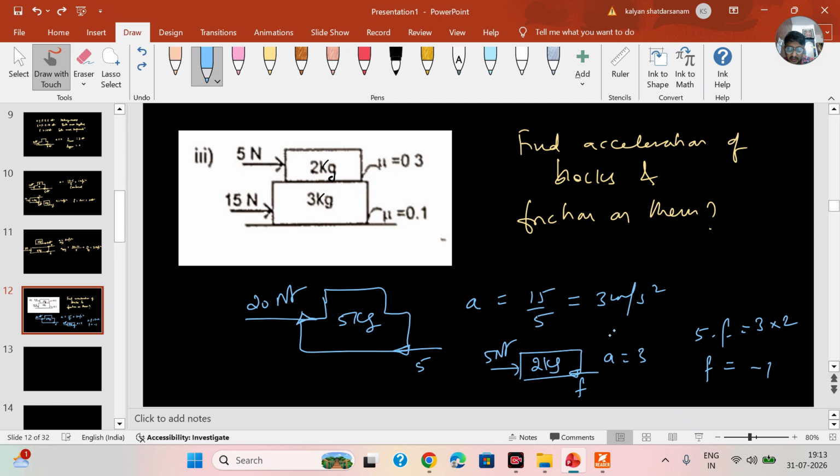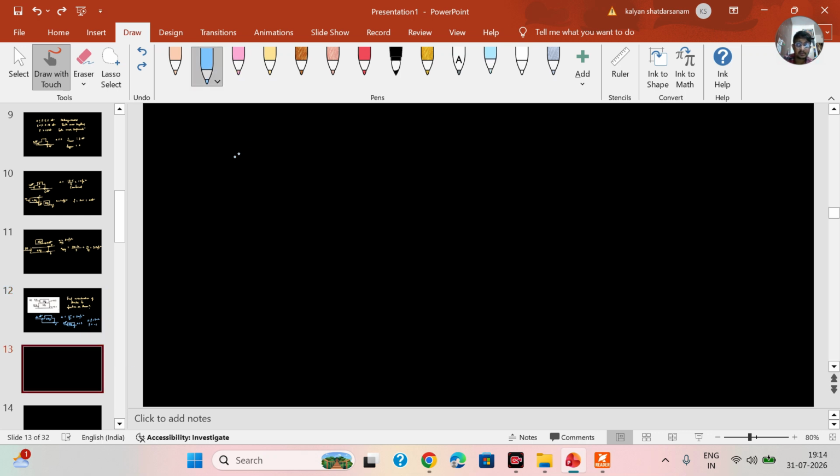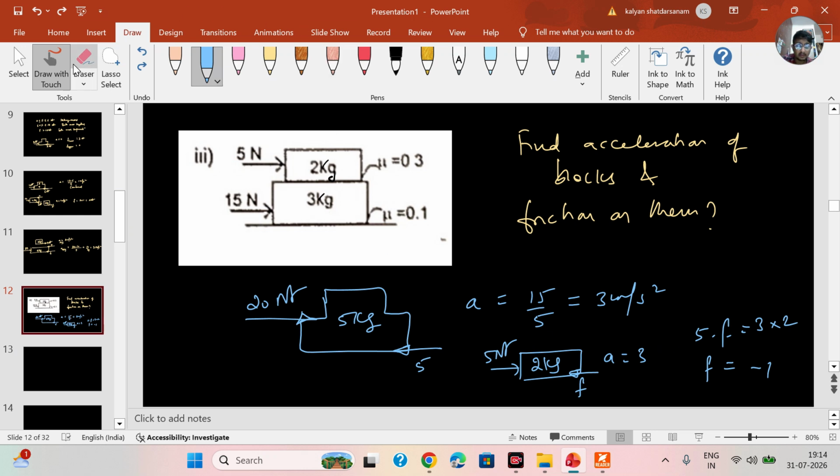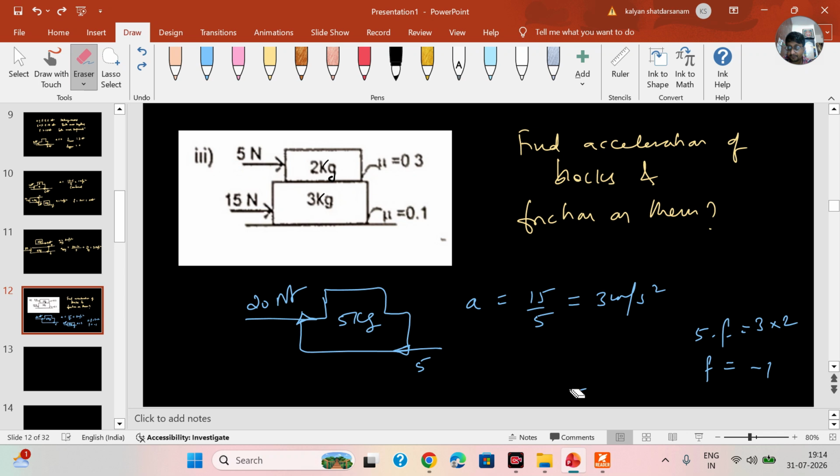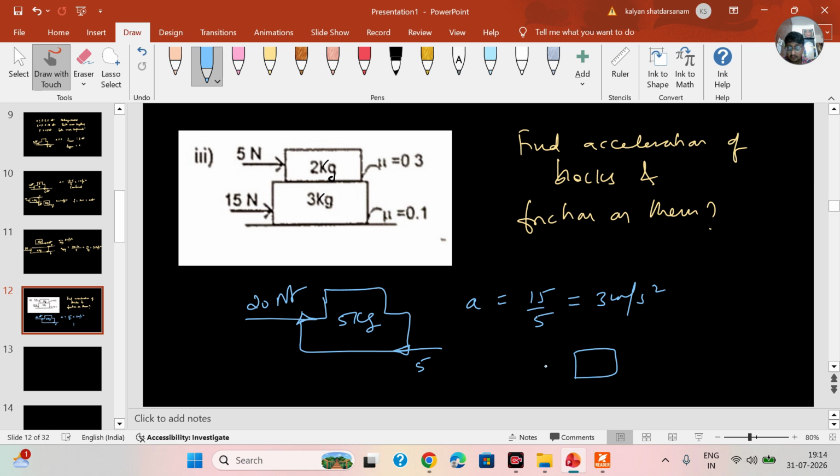Maybe the friction on 2 kg is to the right. That's possible, na? Why you are taking it to left? Friction on 2 kg may be to the right, because 3 kg may be moving faster, was trying to move faster, and it is carrying 2 kg along with it. So let's try that. That means combined acceleration is fine, no problem. But when I am drawing the free body diagram of 2 kg, how should I draw? 5 Newton and friction in this direction, and acceleration is 3. Can that be possible? Yes.